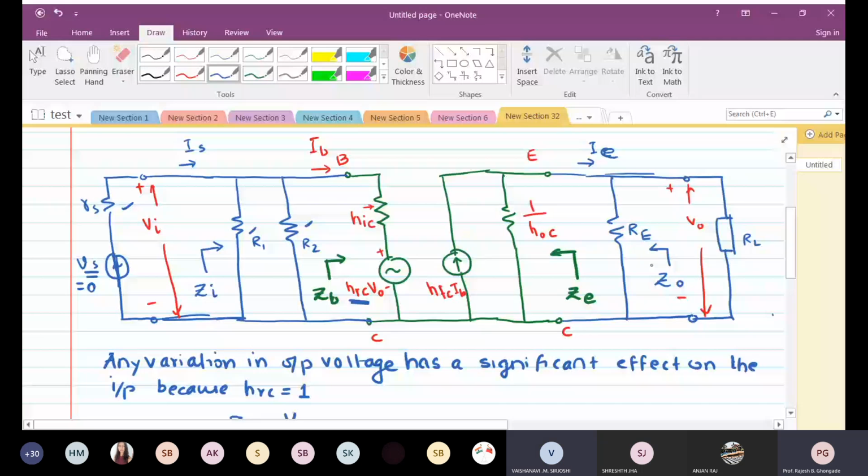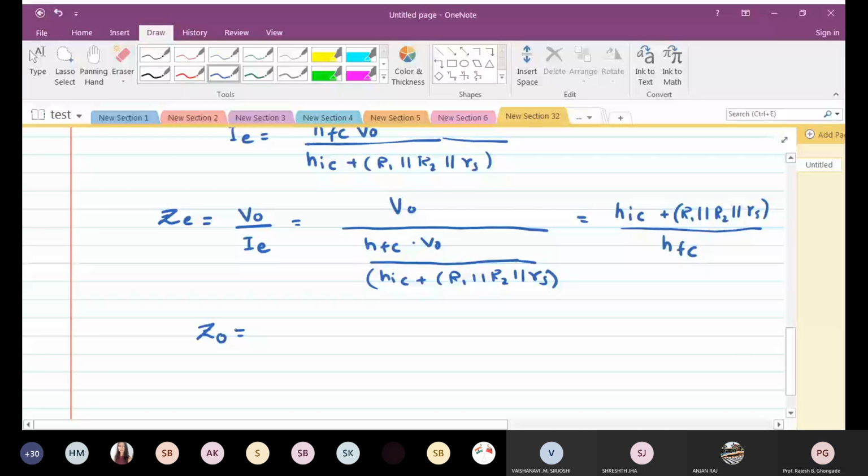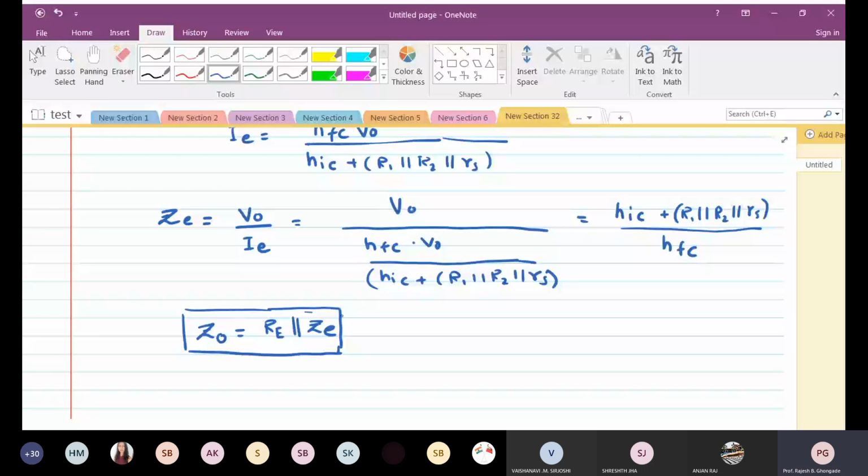So the circuit output impedance ZO happens to be RE parallel ZE. This is what we get. So what we have obtained is the output impedance equation for the common collector amplifier.